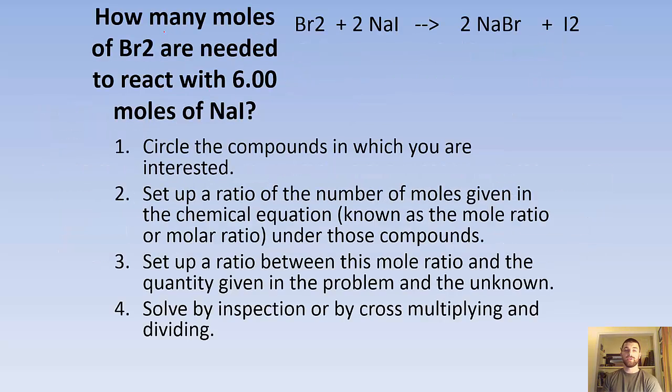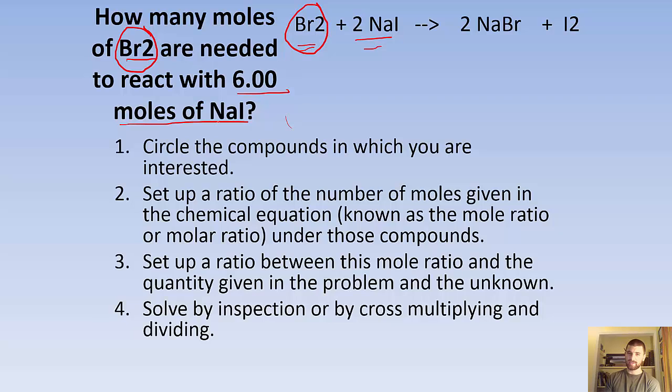So question being, how many moles of Br2 are needed to react with 6 moles of NaI? So it's saying if I had 6 moles of this stuff, how much Br2 would I need? Some problem solving skills with this kind of problem: first thing you should do is circle the compounds that they're talking about. And I always circle right in the problem, Br2, Br2.